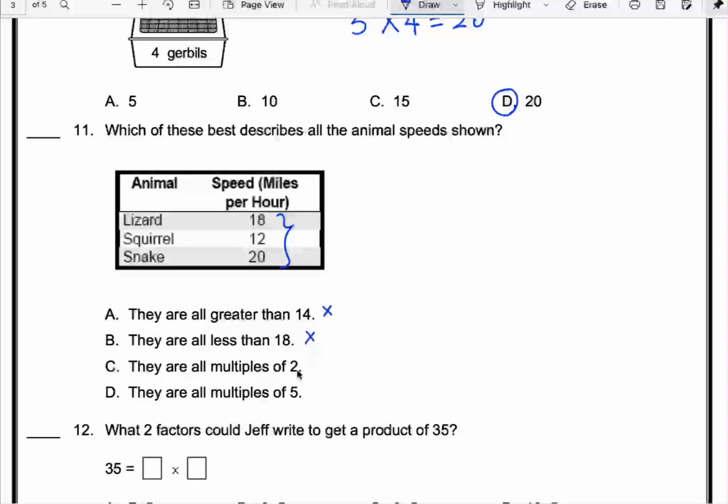They are all multiples of 2? Yes, because they are all even numbers. They are all multiples of 5? No. Multiples of 5 end in 5 or 0. So among these numbers, we have 18, which is not a multiple of 5. Multiples of 5 should end in 0 or 5, like 20. Thank you, Ahmed. Great work.